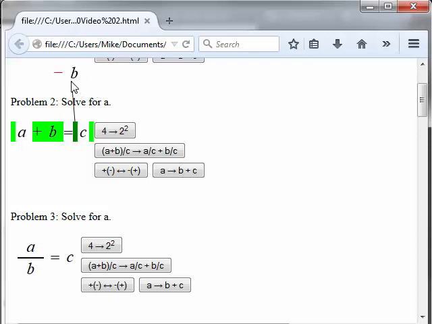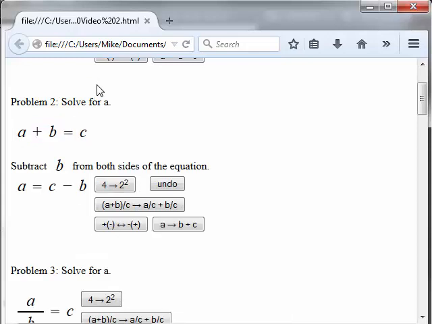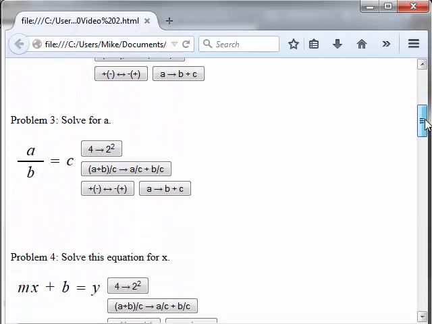So where should I drop this b? Well, if I want to solve this equation for a, I want a all by itself on the left-hand side of the equation. So I'm going to drop the b on the right-hand side of the equation, leaving a there all by itself. Okay, we're done. We've solved it. Easy, huh? All we did is move the b to the other side of the equation and change its sign. Let's try the next one.